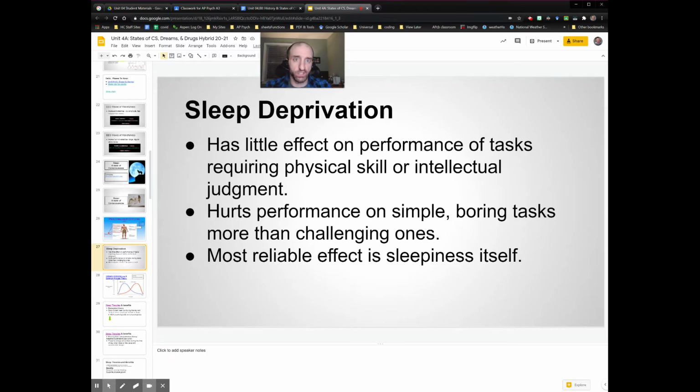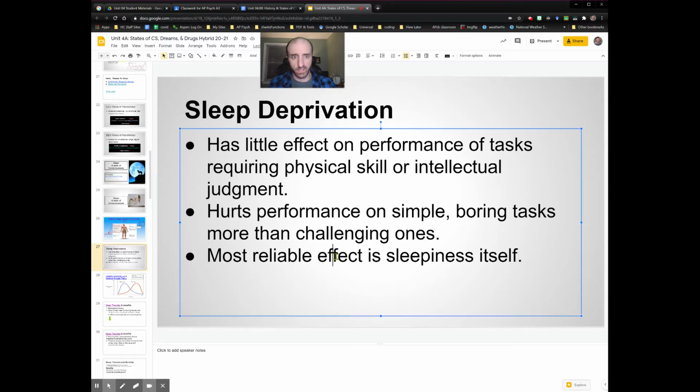But sleep deprivation generally has little effect on performance of tasks requiring physical skill or intellect. So not necessarily anything that's challenging or that you really have to give selective attention to. It doesn't really affect your performance. However, it does hurt performance on simple or boring tasks. And as you can see here, the most reliable effect of sleep deprivation is just being sleepy. That's the most consistent result.